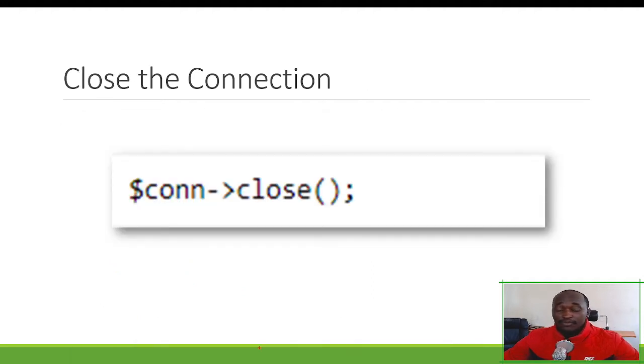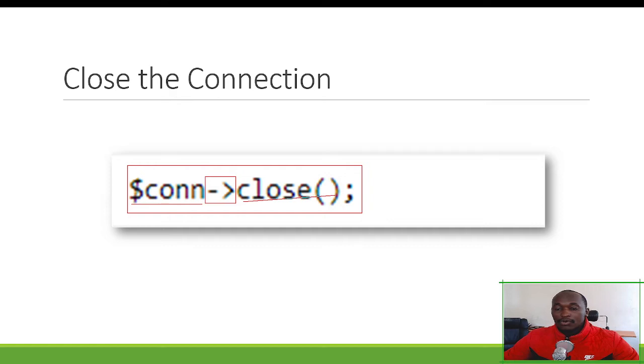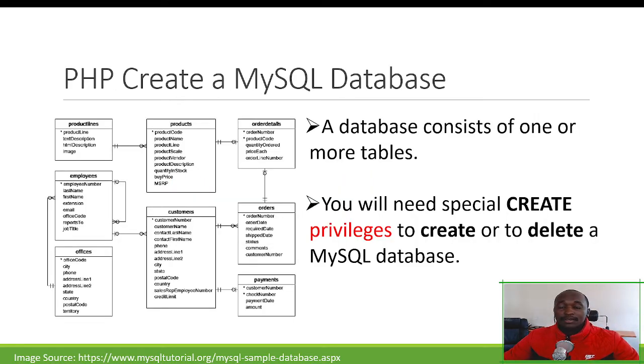When you're done using your MySQL connection, it is advisable that you close it, and this is how you close it. The connection variable, then again the arrow operator, then you call the close function like that. So that is how we close. When you do that, then the connection is closed, and anyone else who needs to do operations with the database, they have to connect again.